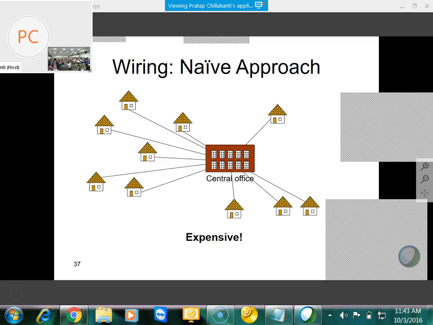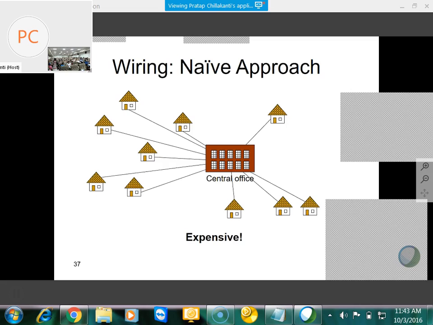Does it look like a tree structure to you? It does, right? Now, when you do it like this, the problem is it's like a dedicated line for each, and you're using too much wire, and that means more cost. Cost of installing, cost of maintaining, all of those things.